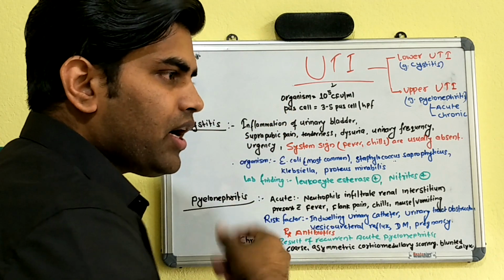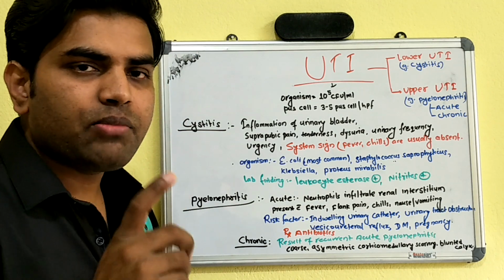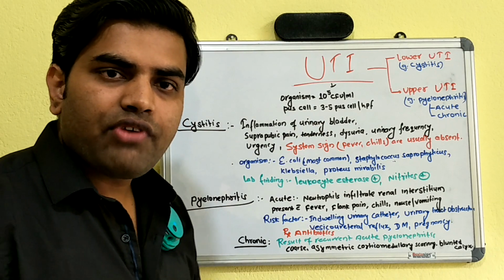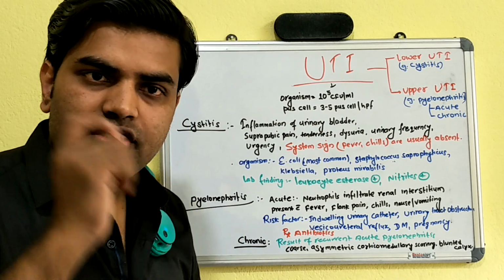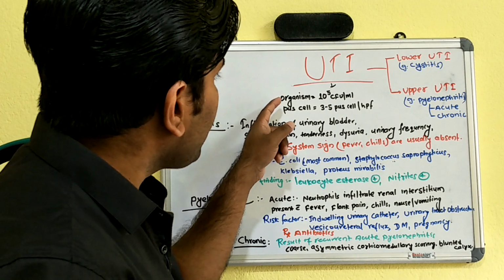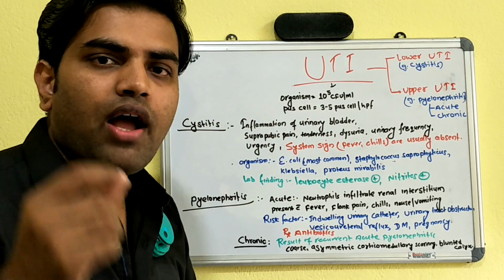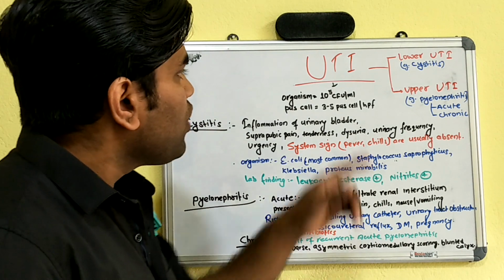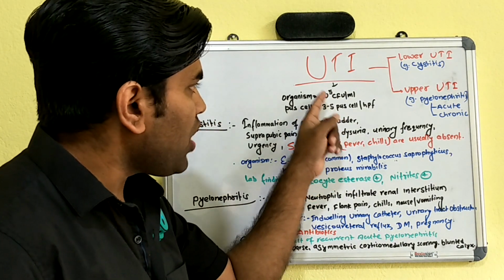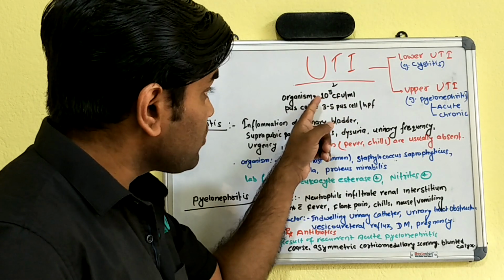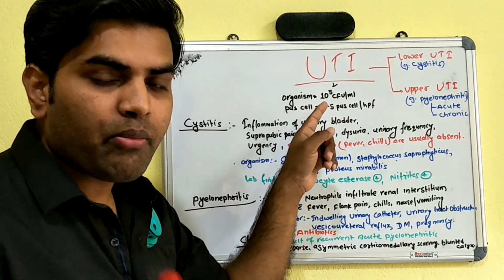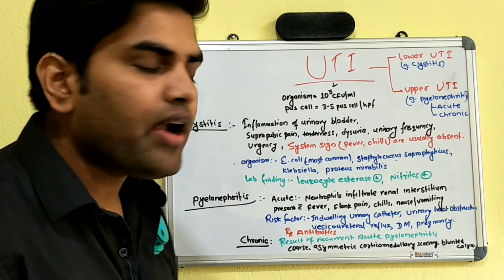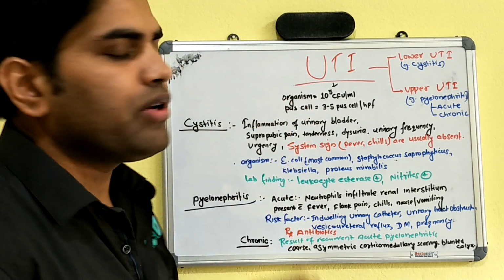Before going to cystitis and pyelonephritis, we have to know the definition of UTI. Although it will not be asked in the USMLE board, sometimes it is necessary to understand it. Urinary tract infection is diagnosed only when the organism present is 10 to the power 5 colony forming units per ml. What does that mean? That means 1 lakh of bacteria, that is 10 to the power 5 colony forming units of bacteria per ml, is required for the diagnosis of urinary tract infection.